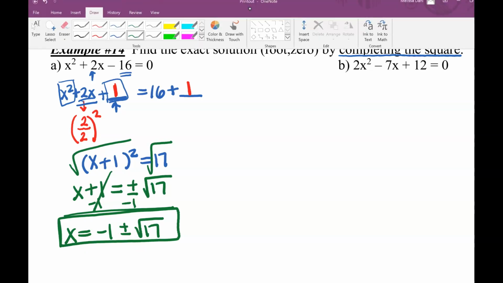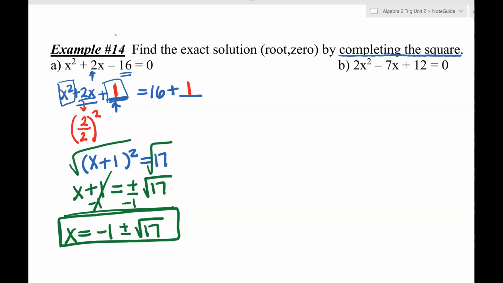We're going to do the same thing again in part B. The difference here is that, first of all, 12 is not a perfect square, so I know it's not the number that I want to use most likely. So I can move that over to the other side. And I also have a big issue here. I have this lead coefficient.